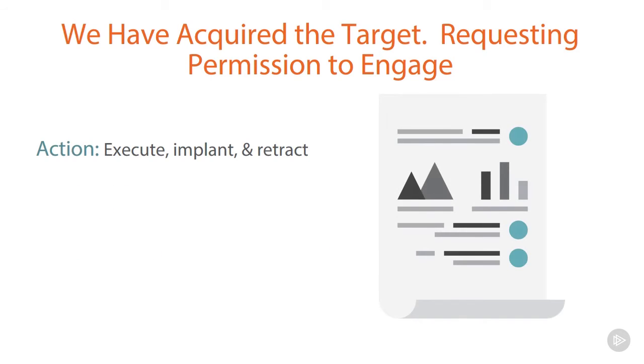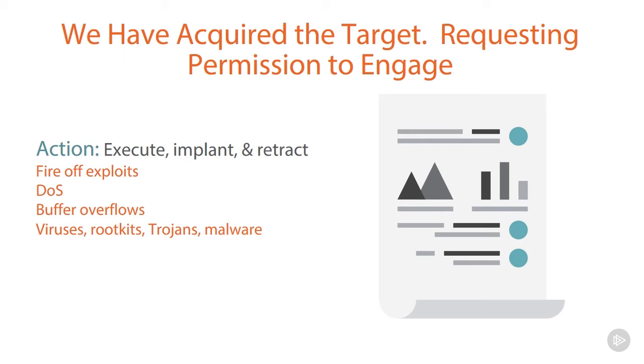So after we've escalated the privileges of an account, the next thing we want to do is go through and try to execute, implement, and retract. Now, by this point, the tester has effectively compromised the acquired system by executing certain types of code. Some of those would be obviously exploits. Some systems are vulnerable to denial of service attacks, as well as buffer overflows. And of course, the good old viruses, rootkits, Trojans, and malware.